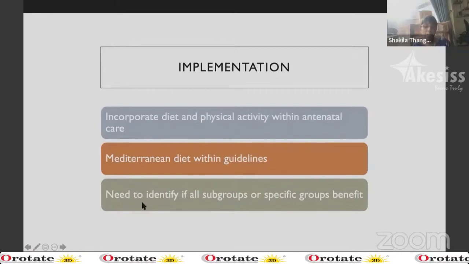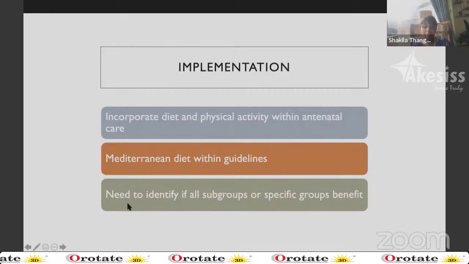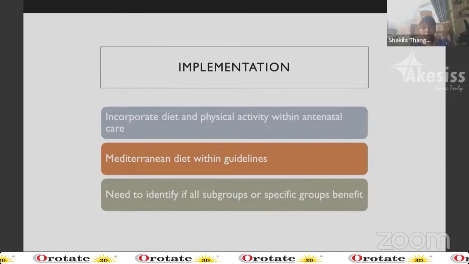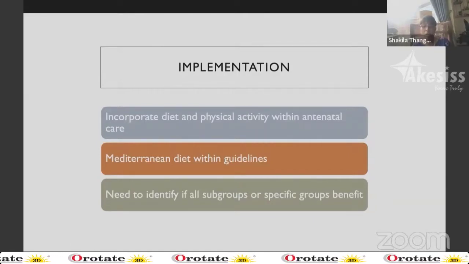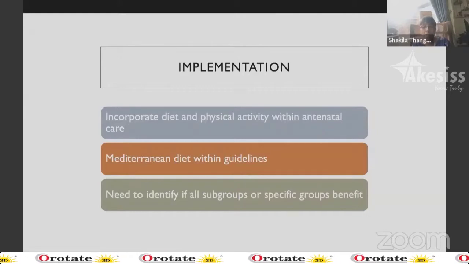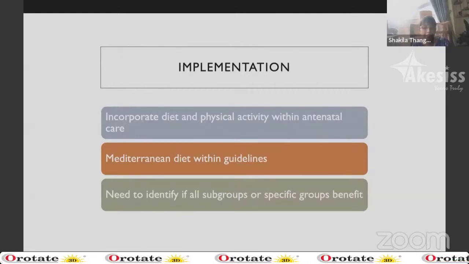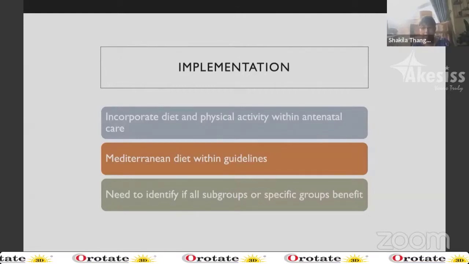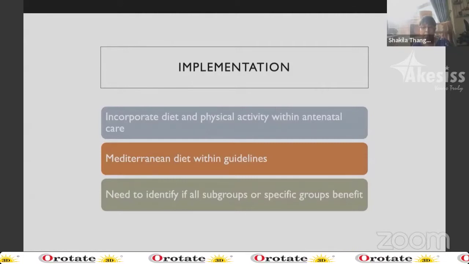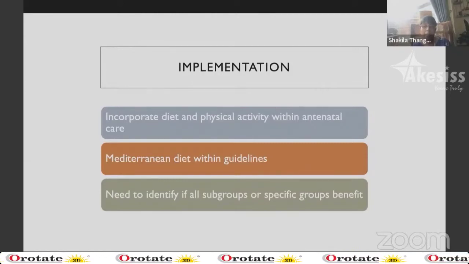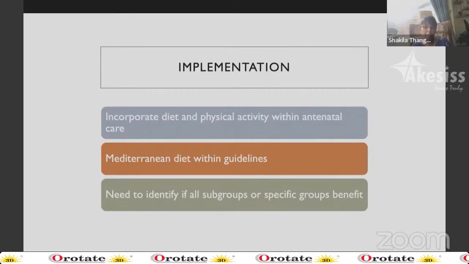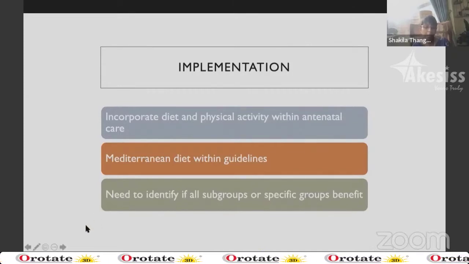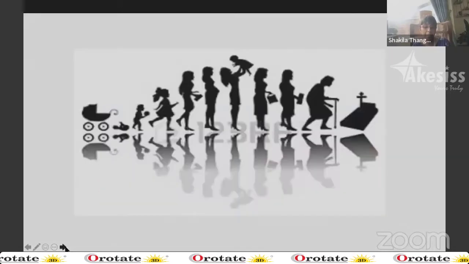And the current work that we're doing is we're trying to identify subgroups. We want to know, are there specific groups of women who benefit more from this intervention, or is this intervention applicable across groups irrespective of their age, ethnicity, parity, pre-existing medical condition? So this is ongoing work that we currently are doing that is funded by our NIHR or funder.